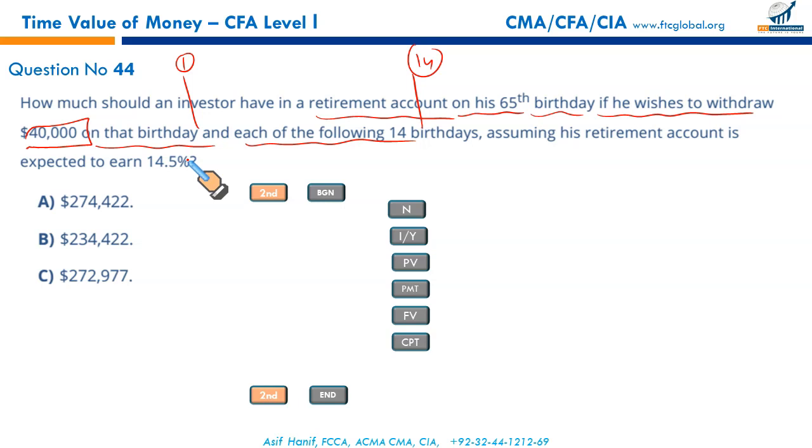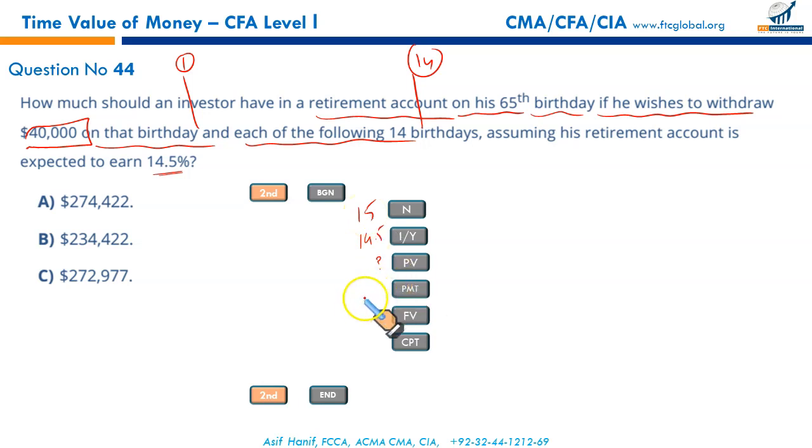Assuming his retirement account is expected to earn 14.5%, what are we required to find out? How much does he need to invest? How much should he invest now so as to receive $40,000 on his 65th birthday and then the 14 following birthdays? Since the first payment is to be received on his 65th birthday, set your calculator to the beginning mode, second PMT or BGN, second set. Total 15 periods are involved. Interest rate is 14.5. The present value of the investment to be made now is PV.